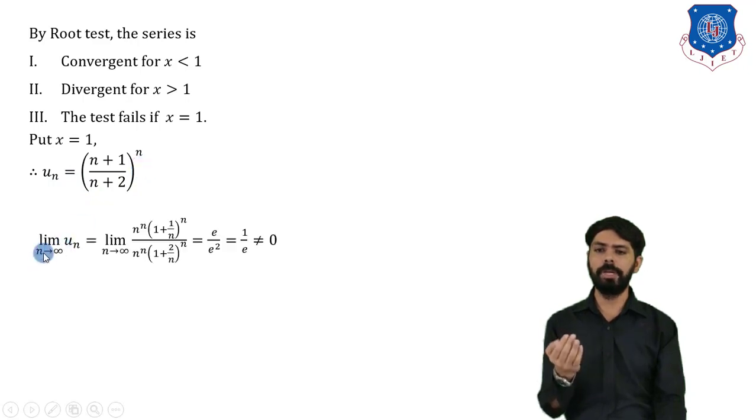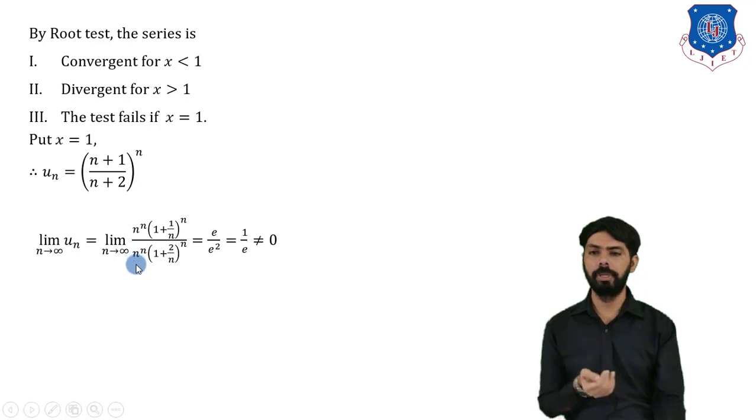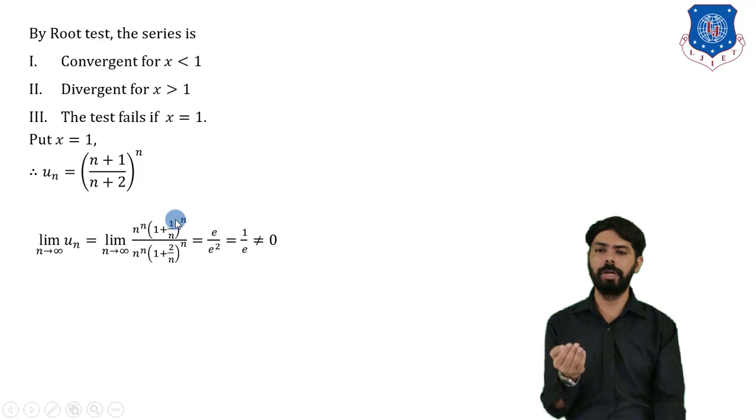Now we will find limit n tends to infinity un, so that is equal to limit n tends to infinity. So here we will take n common from numerator as well as from denominator. So it will be n raised to n into (1 plus 1 divided by n) raised to n, whole divided by n raised to n into (1 plus 2 divided by n) whole raised to n. So here n raised to n cancels out, and we know that limit n tends to infinity (1 plus 1 divided by n) whole raised to n is e.